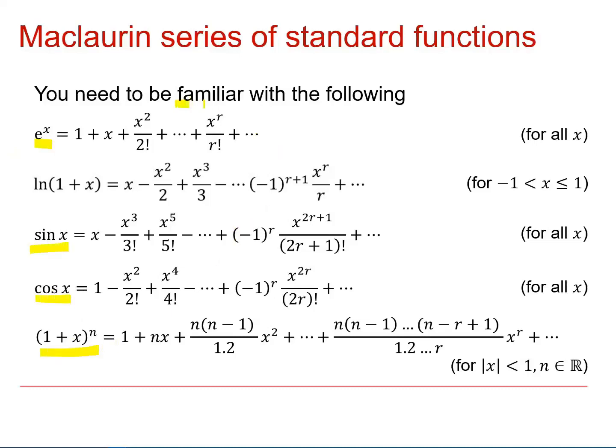You need to be familiar with these, which means that you should remember them, you should learn them and be able to reproduce them, and certainly you don't need to derive them, you can just quote the result. In general, if you can remember the rth term, you can pretty much establish the series from that. And don't forget, there are restrictions on some of them for the validity of these series, where they don't converge outside of that range.